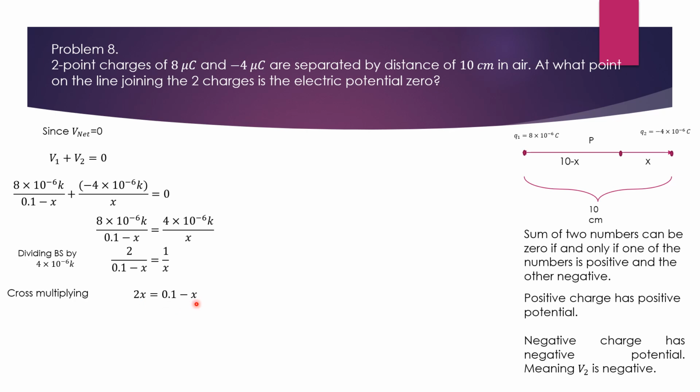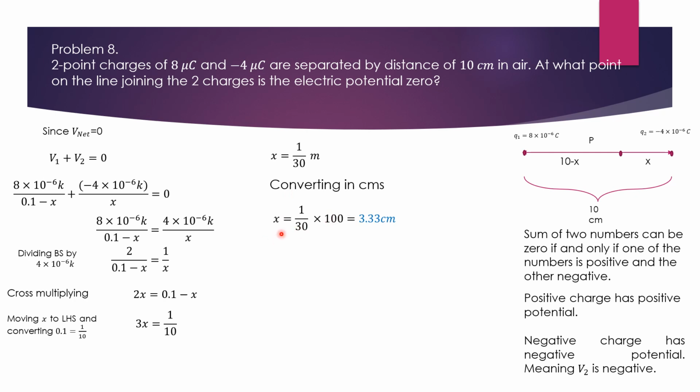The minus x goes to the left hand side and is added to the 2x. Moving x to the left hand side and converting 0.1 as 1 over 10 makes it 3x is equal to 1 over 10. Now dividing by 3 makes x equal to 1 over 30 meter. Converting it to centimeter, x is equal to 1 over 30 into 100, which is 3.33 centimeter.